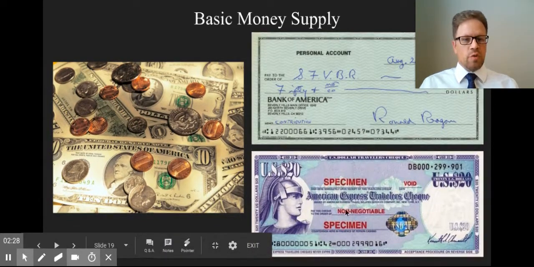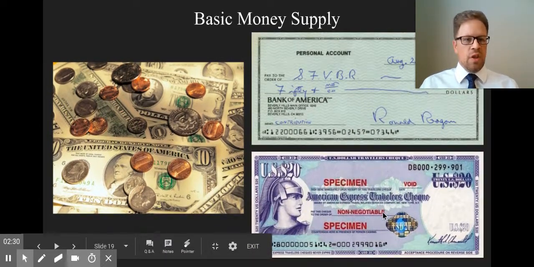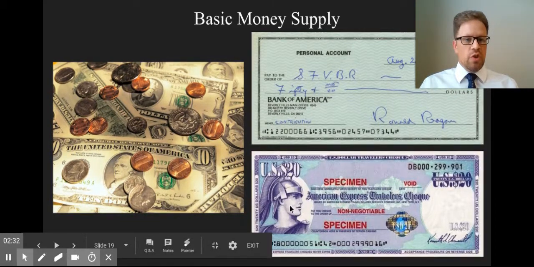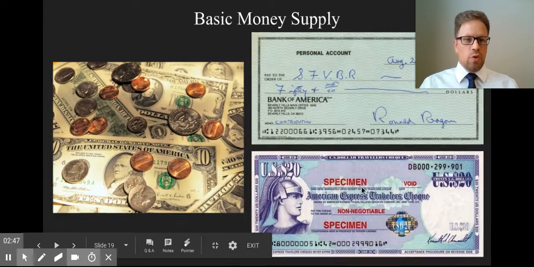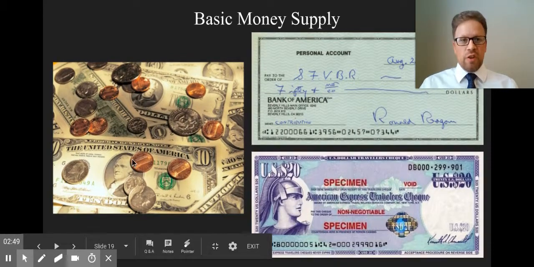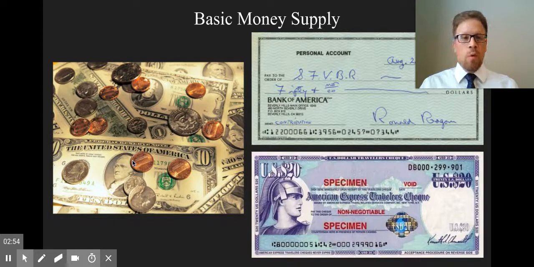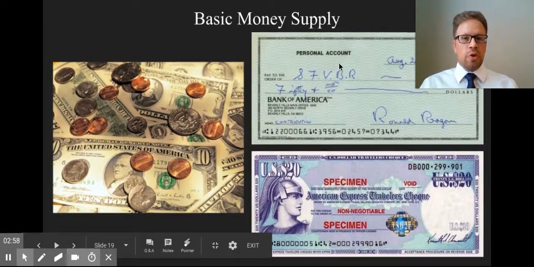Here is how it works: when you get it, you sign it once. Then when you try to use it, you have to take it to a place that accepts it. I think this kind is an American Express traveler's check, so anywhere that accepts American Express, you sign it again. They check the signatures, make sure they look the same, and then you get your change back in regular currency. That's how a traveler's check works. So again, that's M1 money, and all these are things you can actually go to a store and purchase things with.